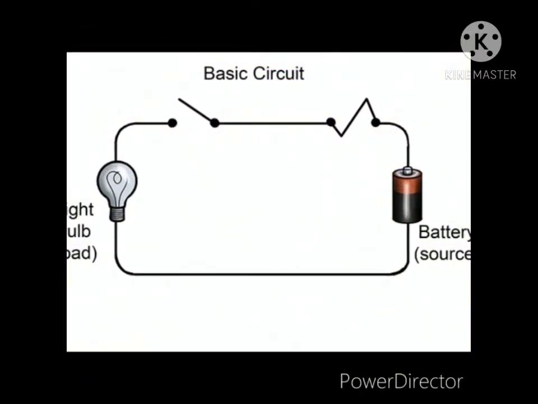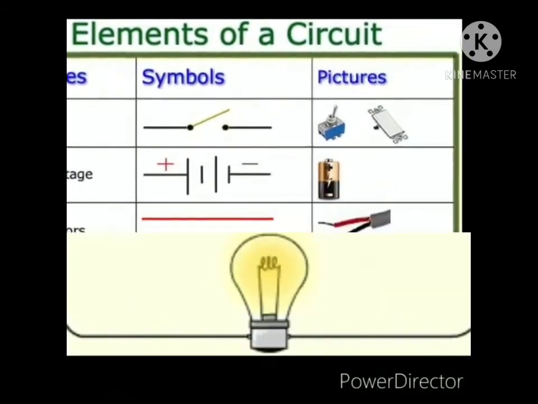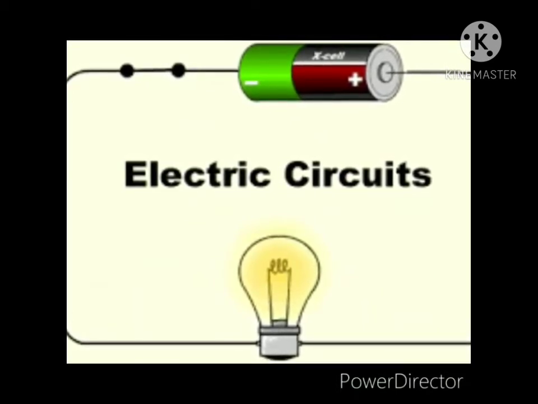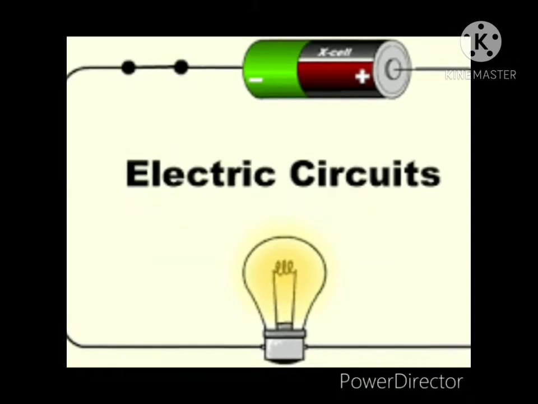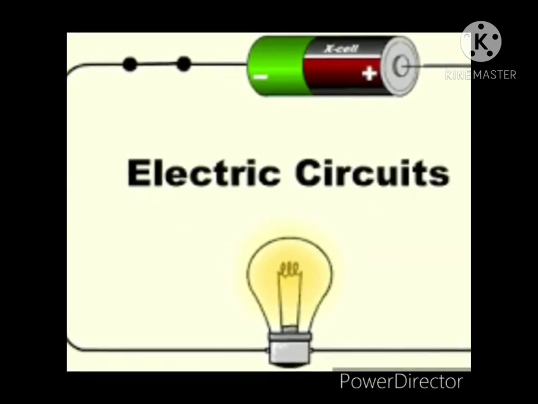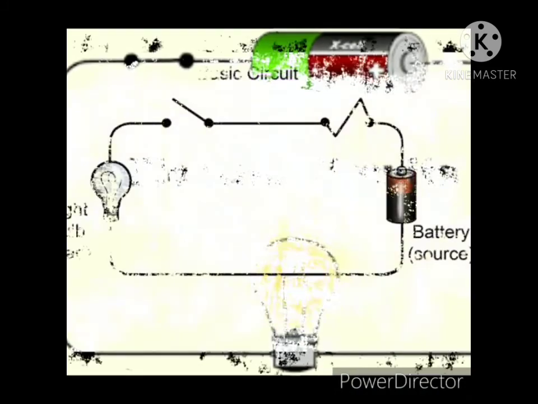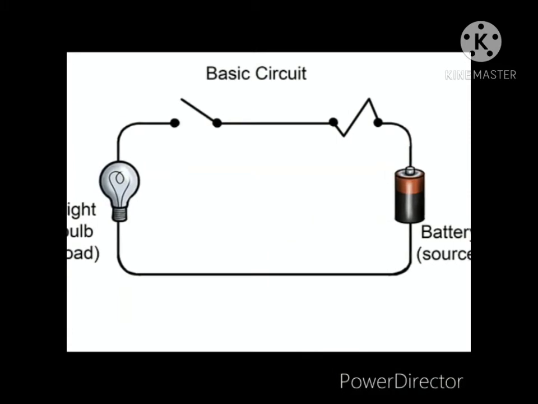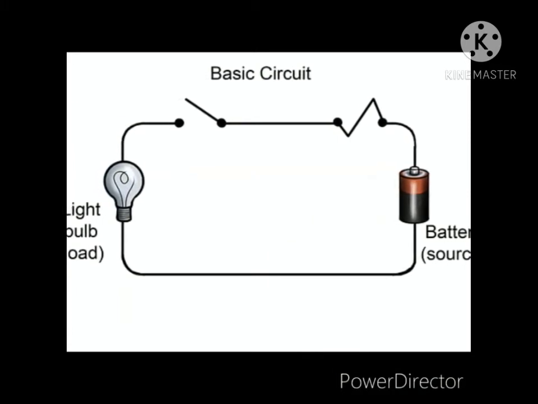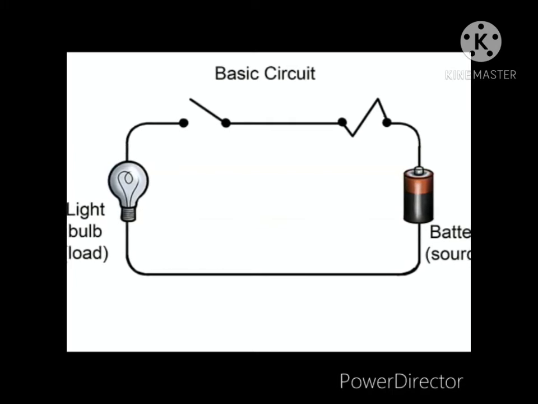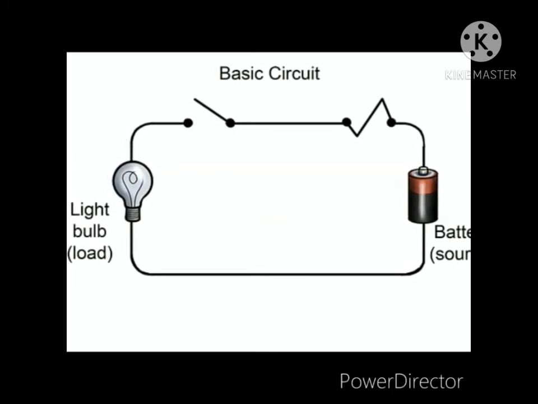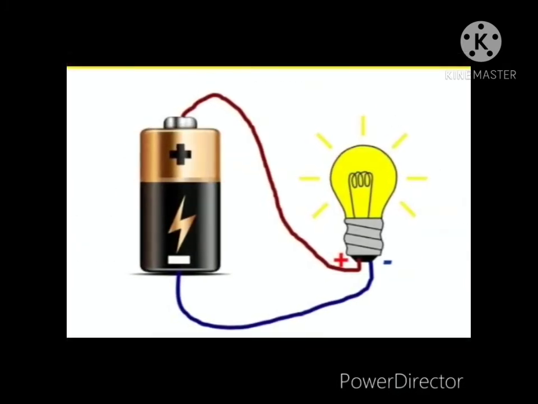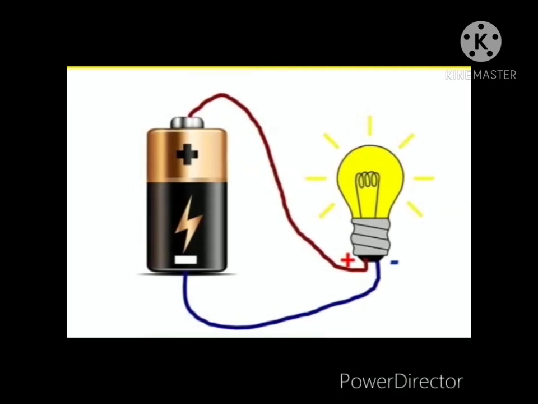One is an open electric circuit and the other one is a closed electric circuit. In an open electric circuit, the current will not flow and the circuit is broken. Whereas in a closed circuit, the circuit is closed and the path is completed here and current flows continuously.